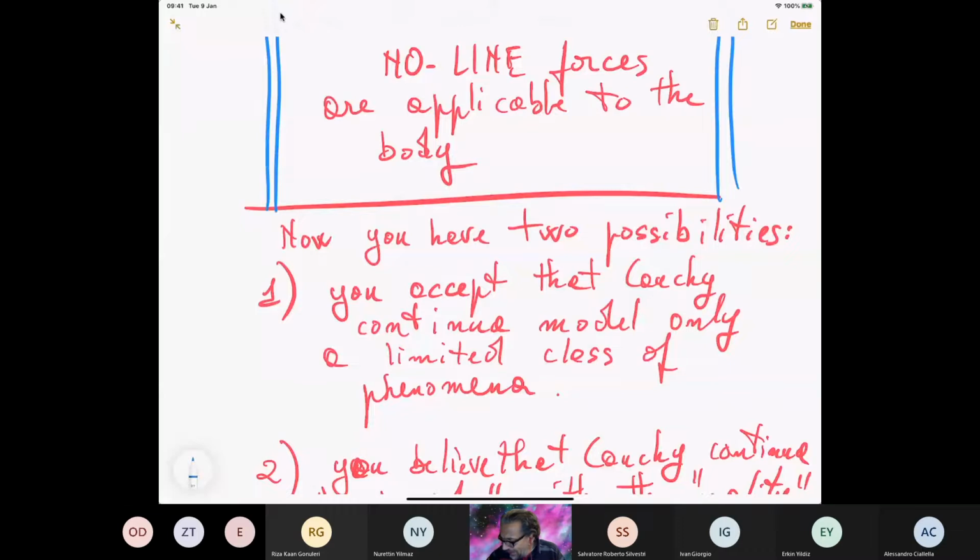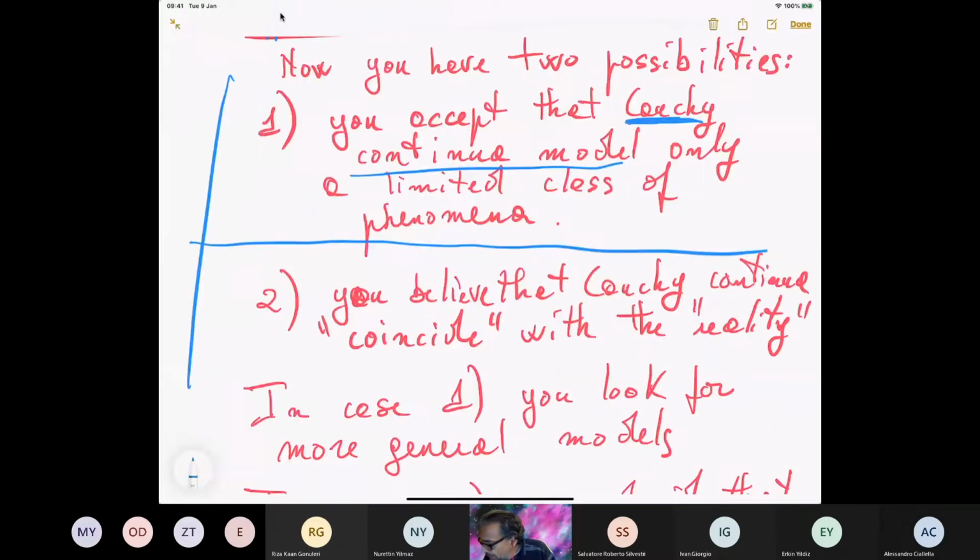So usually what can happen? The healthy thing is that you accept that Cauchy continua can model only a limited class of phenomena. So Cauchy continuum theory is limited to a particular class of phenomena, which is very healthy. I say, okay, for me, okay. Or you believe that Cauchy continua coincide with reality.